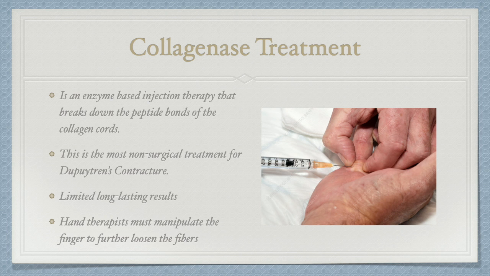The most common treatment for Dupuytren's is called collagenase. It is an enzyme-based injection therapy that breaks down the peptide bonds of the collagen cords. This is the most non-surgical treatment, but has limited long-lasting results, with most results only lasting a year to 5 years. And hand therapists must manipulate the fingers to further loosen the fibers during the treatment and for multiple days after.